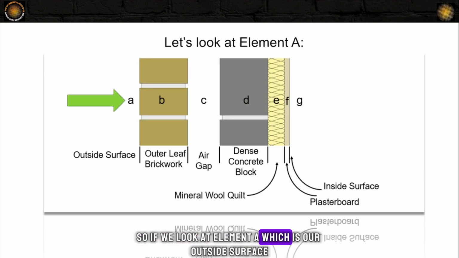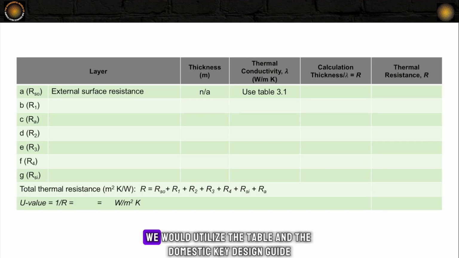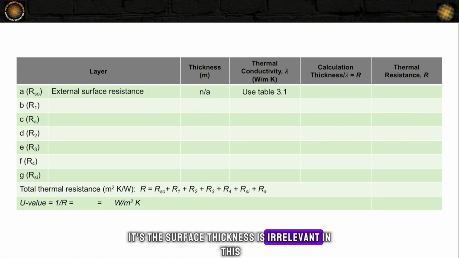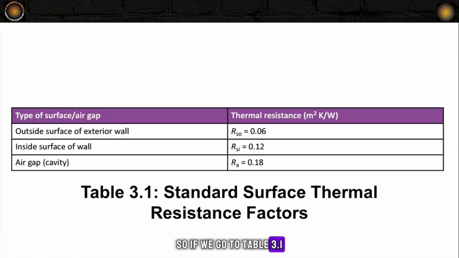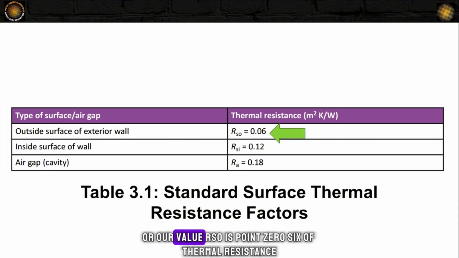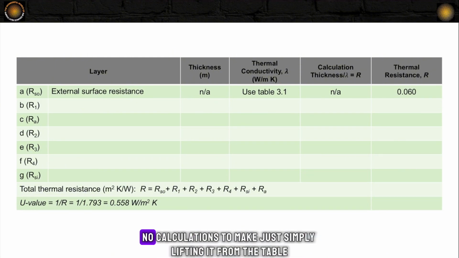So if we look at element A, which is our outside surface, to ascertain the thermal resistance of section A, we would utilise the table in the Domestic Heating Design Guide, table 3.1. Now, as you can see from the table, the thickness of that element is not applicable, it's the surface. Thickness is irrelevant in this. So if we go to table 3.1, the outside surface of our exterior wall, which is the first value on the left-hand side there, or our value RSO, is 0.06 of thermal resistance. So that's our first part of the equation, calculated in the end column. No calculations to make, just simply lifting it from the table.